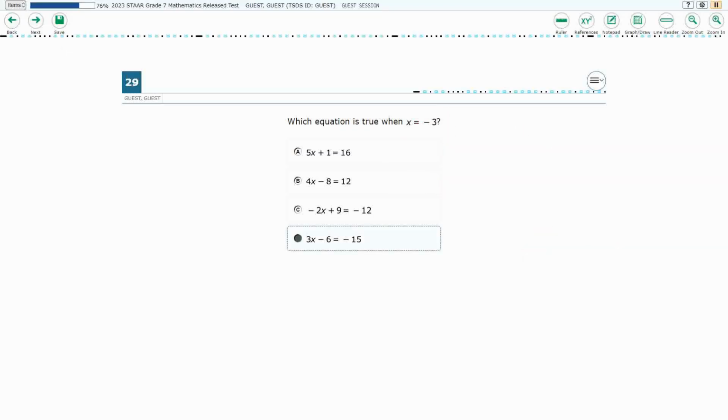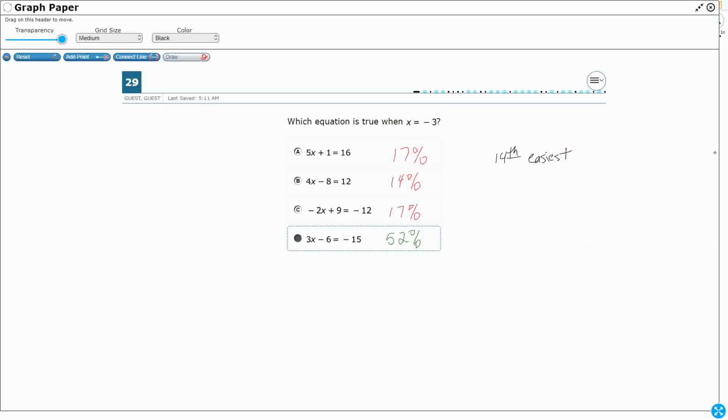Let's see how we did across the state of Texas. So we have a fairly easy problem, tied for the 14th easiest. We see we have over half our students getting D correct. Now, how students entered this incorrectly shows you some errors they might make when they're substituting, right? So A works if instead of substituting in -3, you substitute in 3, because you see how that is going to equal, right, 16. So substitution error there.